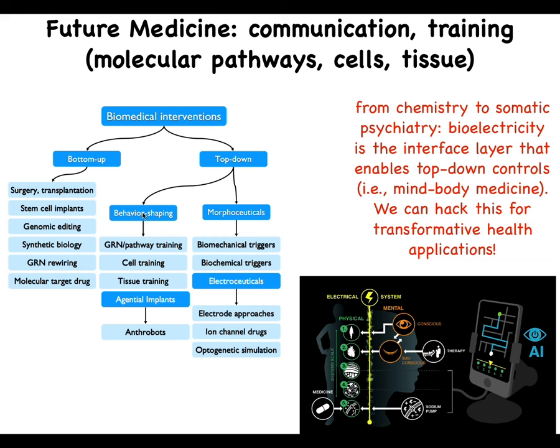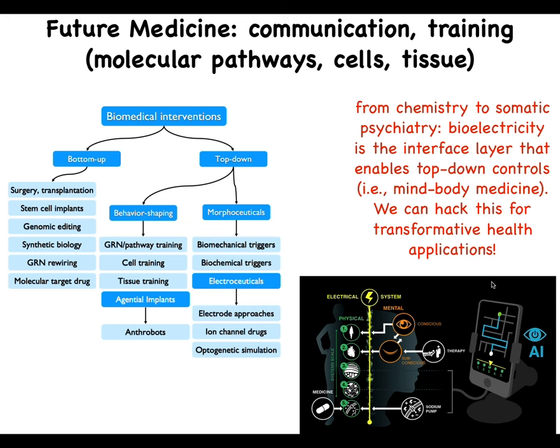So behavior shaping, I didn't even talk about all the cell and tissue training that we're doing, agential implants such as anthrobots, and all of the morphoceutical and in particular electroceutical signals that are available for getting cells to do very complicated things that we do not want to micromanage. The name of the game here is going to be cooperation and collaboration with the material, not micromanaging.